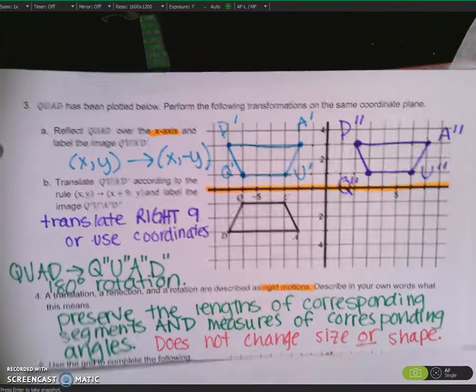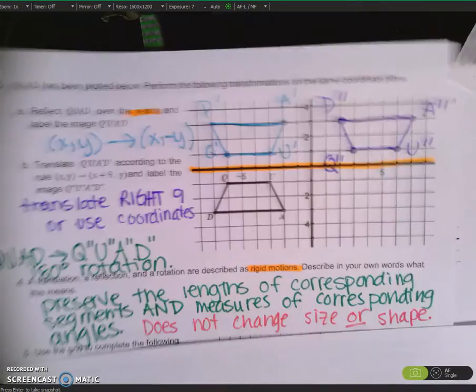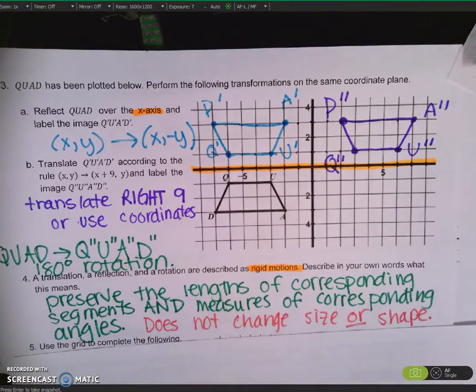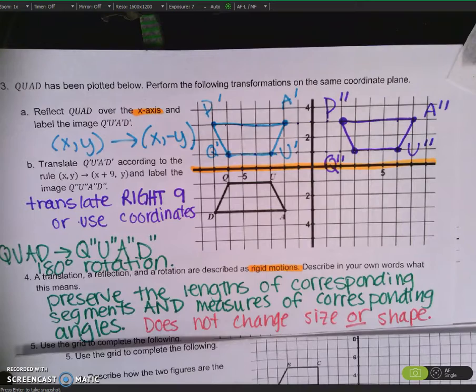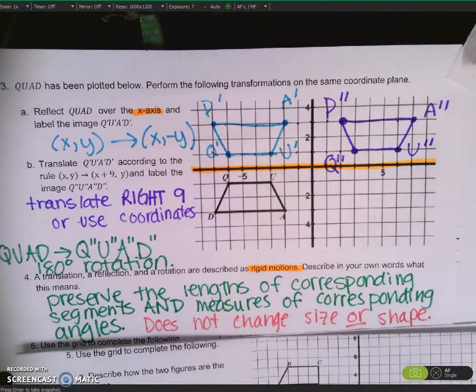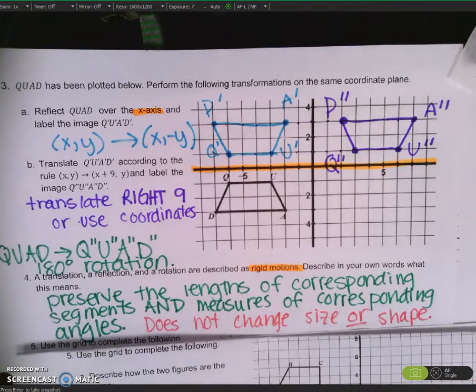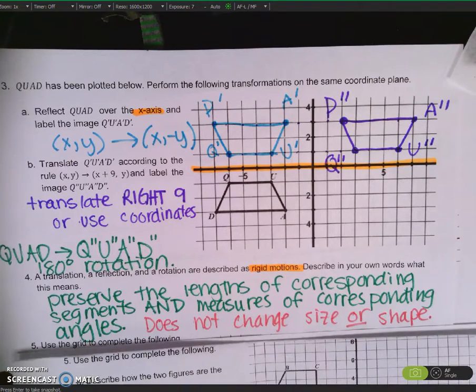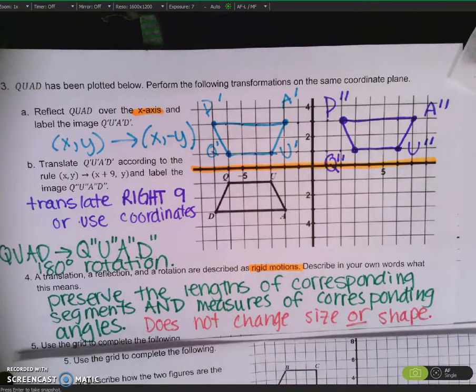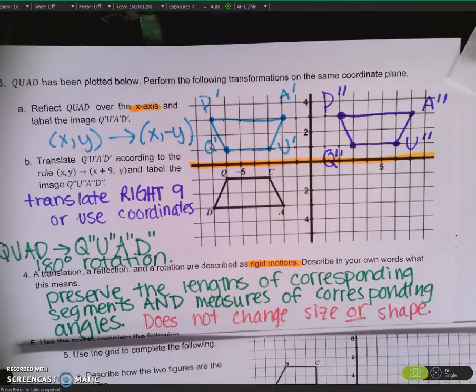Number 5, we're going to use the grid to complete the following. Describe how the two figures are the same. Is there anything the same with my pre-image and my image? What's different? Then, can you describe a transformation or sequence that will carry A, B, C, D onto A prime, B prime, C prime, D prime? And then a different transformation or sequence of transformations. And then I want you to answer if the figures are congruent. So take 2 minutes real quick to finish 5. And I'm going to give you a special definition in part E, so keep your papers out. Pause the video for 2 minutes.